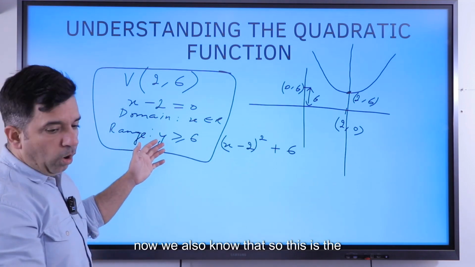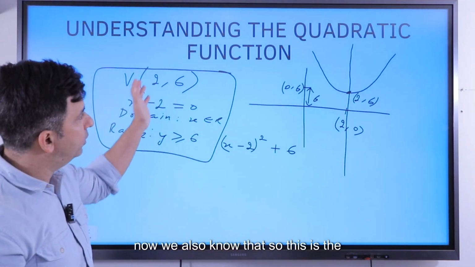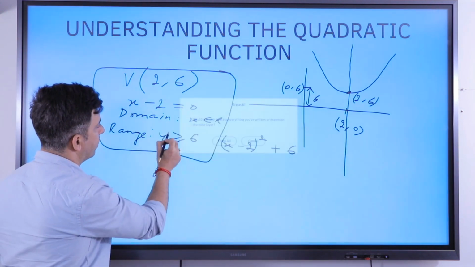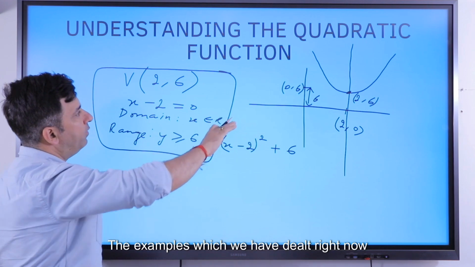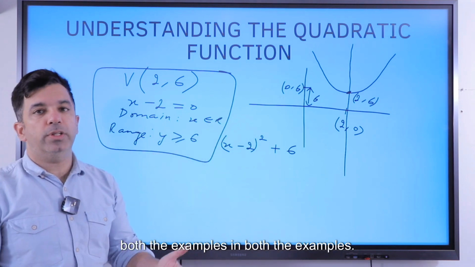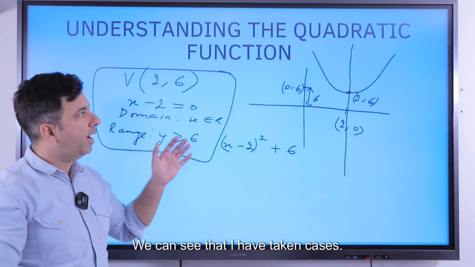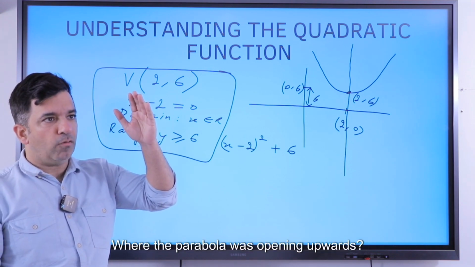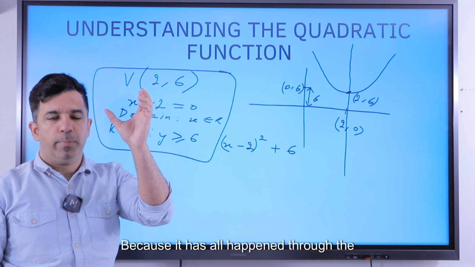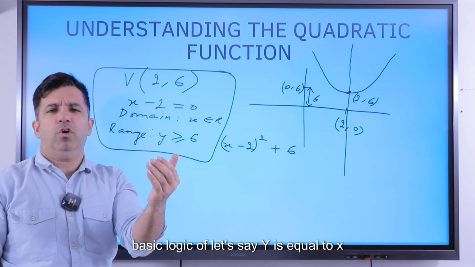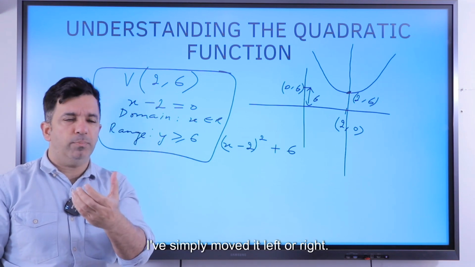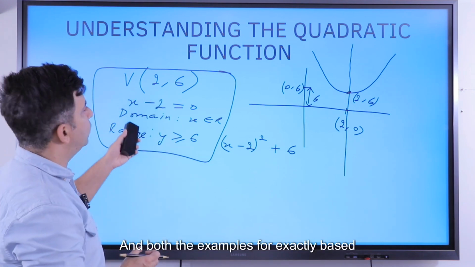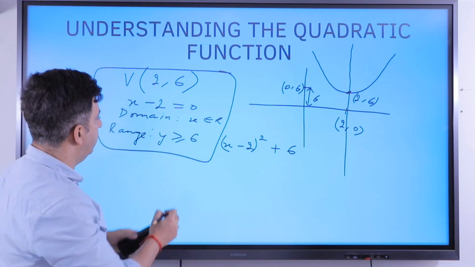So now we also know that this is the complete answer to this question. Both the examples which we have dealt with, we can see that I have taken cases where the parabola was opening upwards, because it has all happened through the basic logic of, let's say, y is equal to x square. I've simply moved it left or right, and both the examples were exactly based upon that sense only.